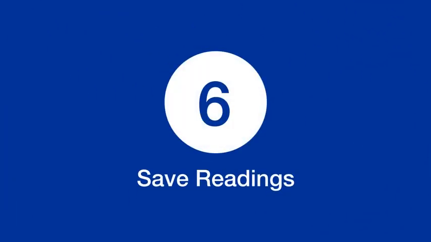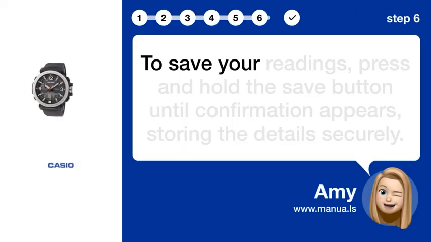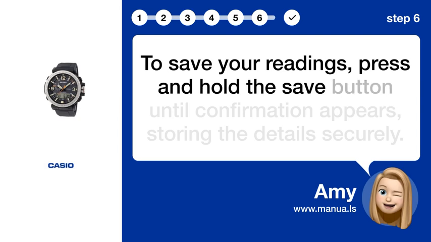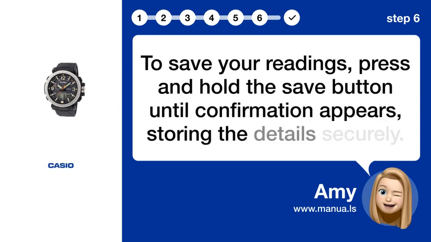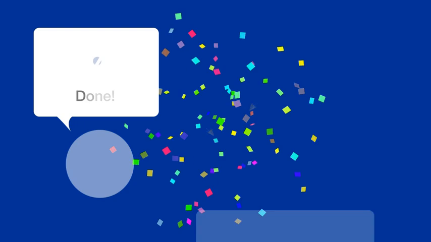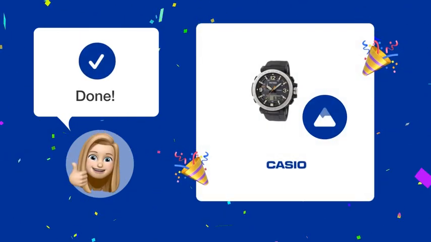Step 6. Save readings. To save your readings, press and hold the Save button until confirmation appears, storing the details securely. After these steps, you should be able to effectively use the altitude feature on your Casio ProTrek PRG-600.